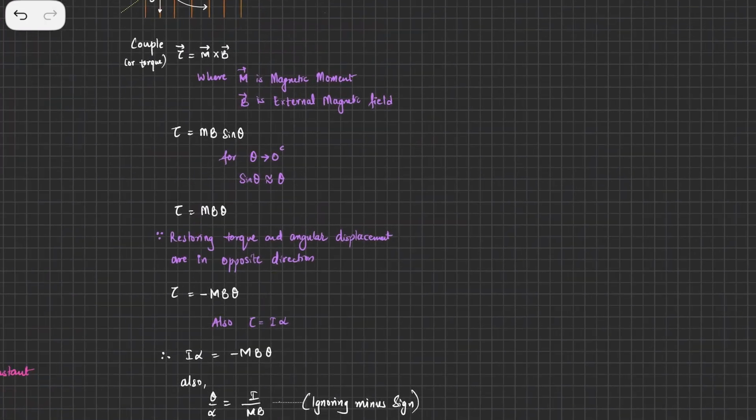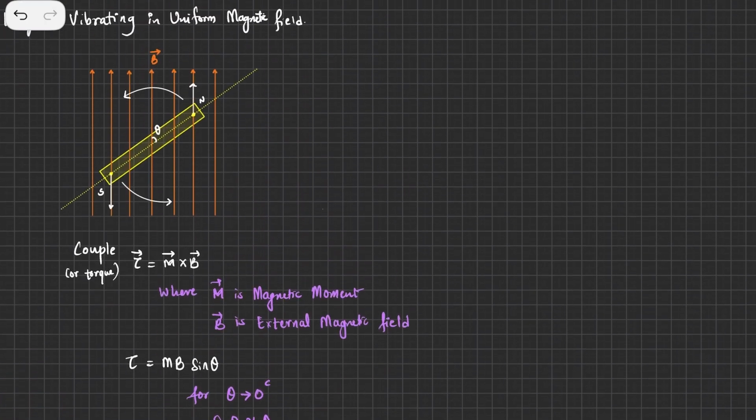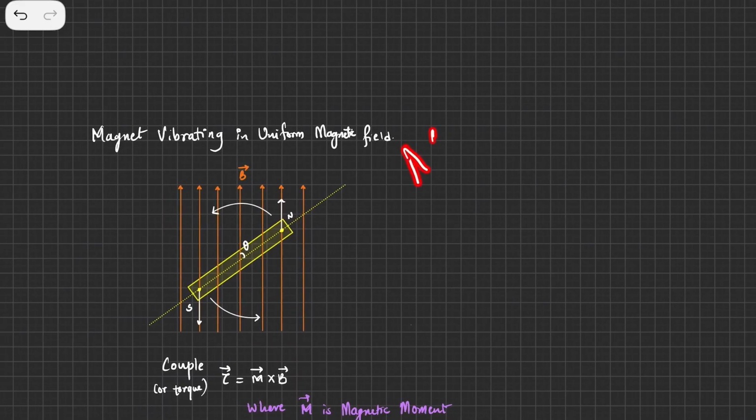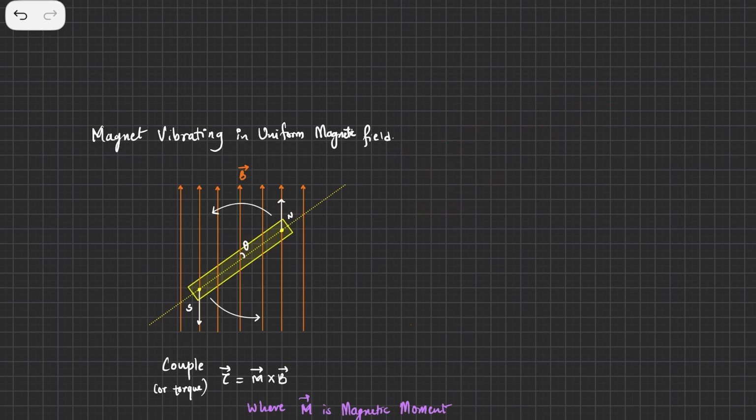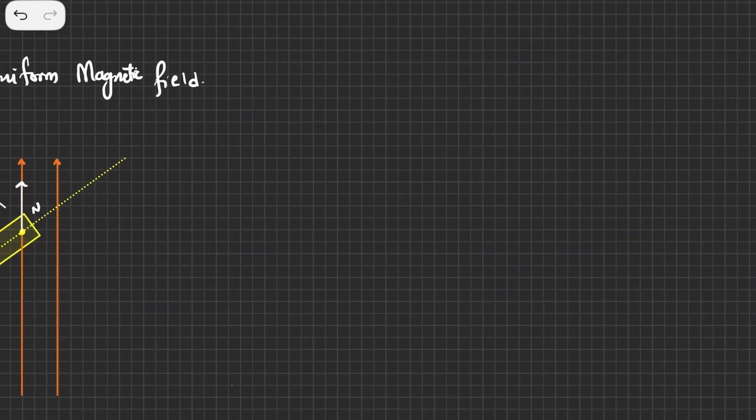So I hope you have followed this small derivation. This derivation is also there in your magnetism chapter. So if you have prepared this derivation from magnetic effect of electric current or magnetism, in one of the chapters this is there. So I hope you have followed.